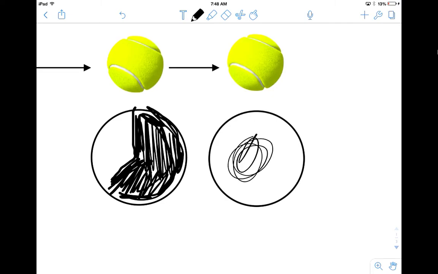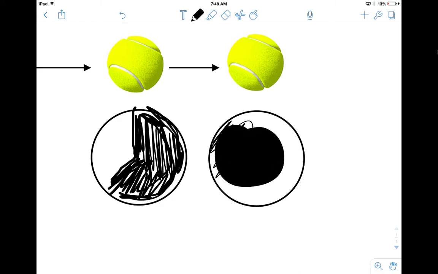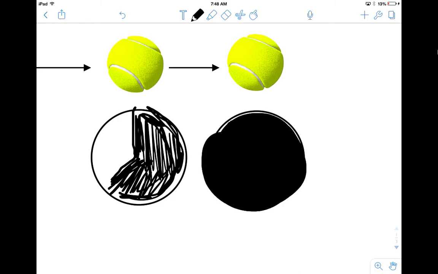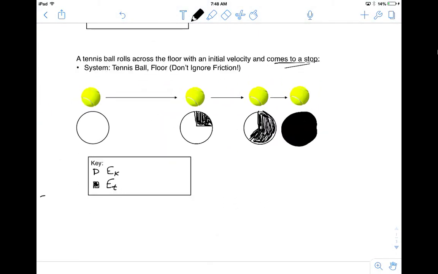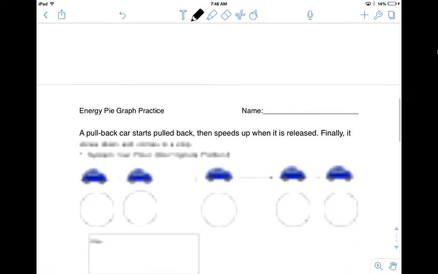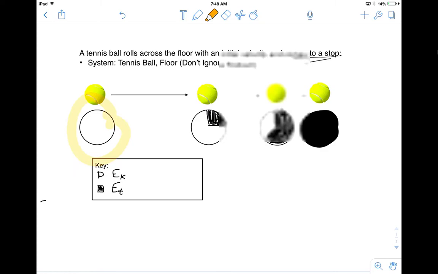Fill the whole thing in with thermal energy. Okay, so that's that one. We go from kinetic over here to thermal over here.